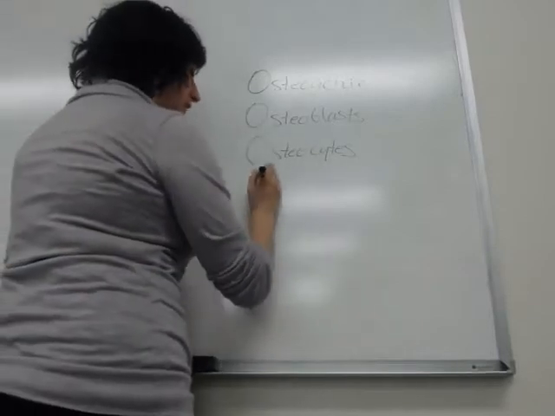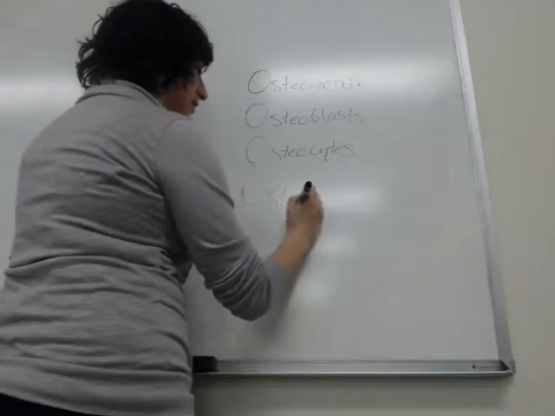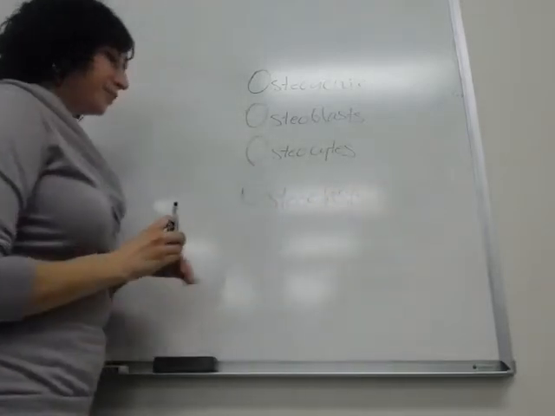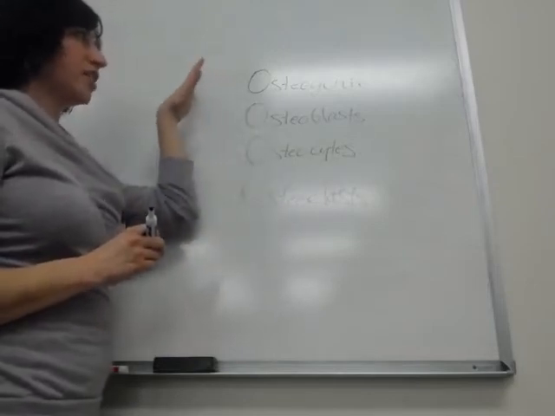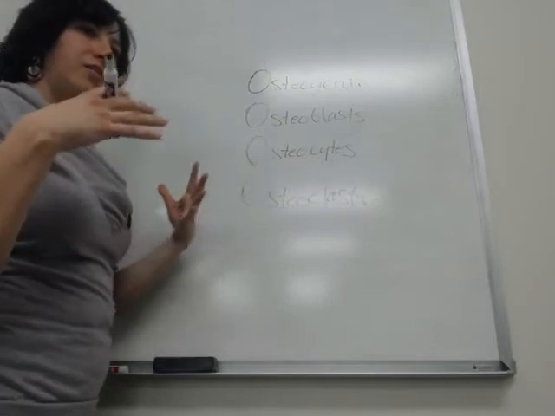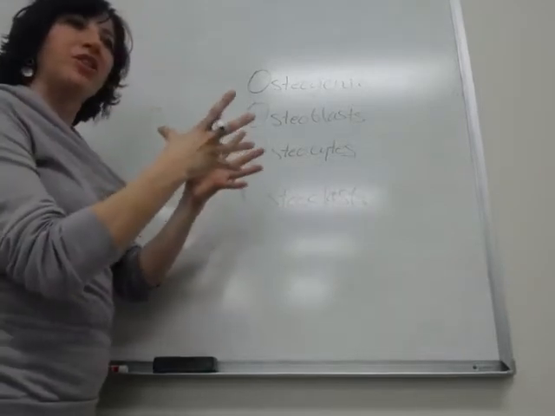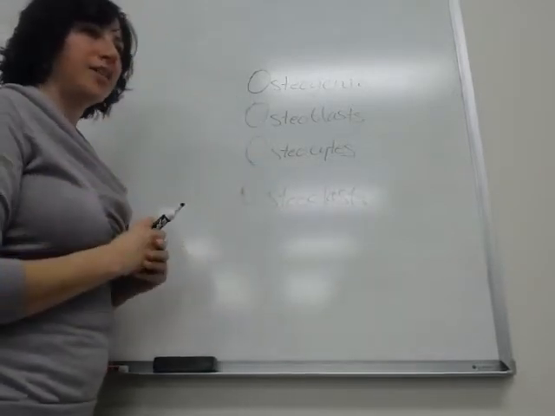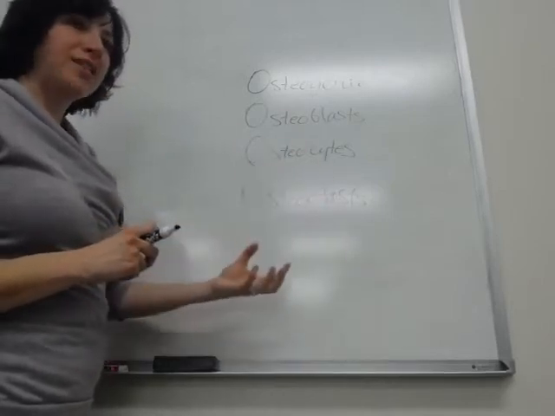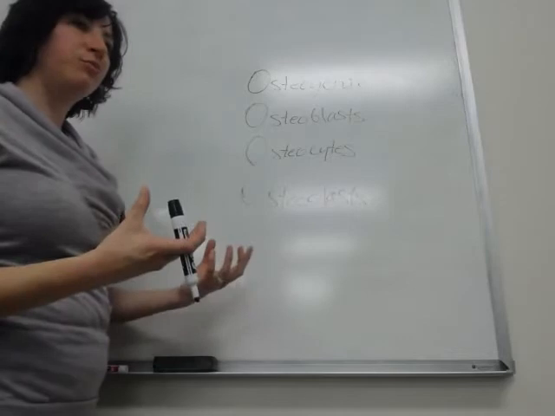Our 4th type are osteoclasts. These do not arise from our osteogenic cells. They arise from other stem cells, about 4 or 5 of them, that merge together to form one big cell. And osteoclasts are the cells that break down bone. They're going to dissolve bone.